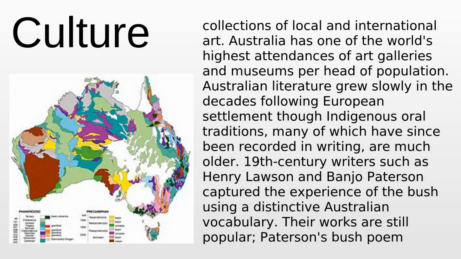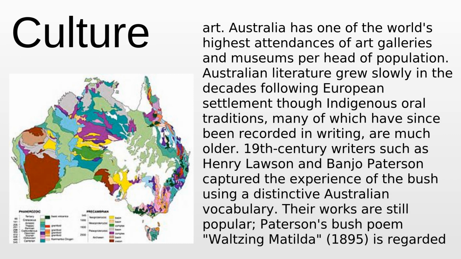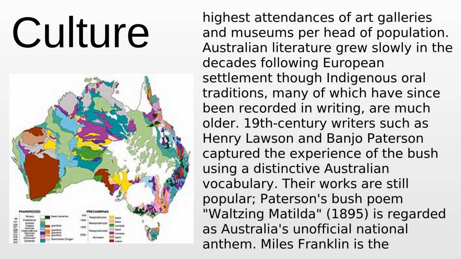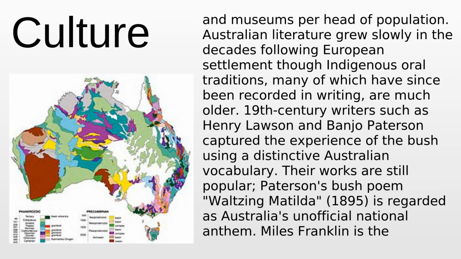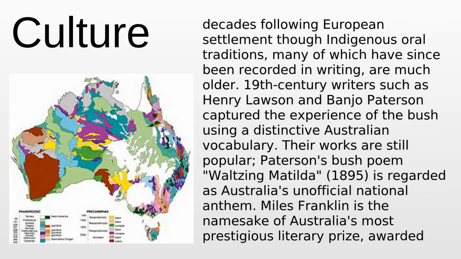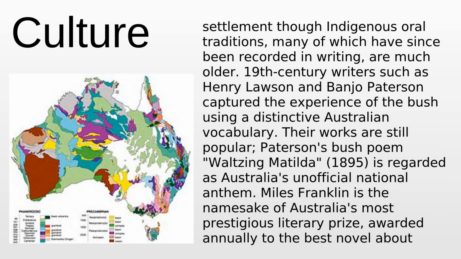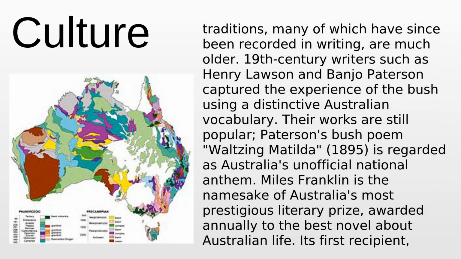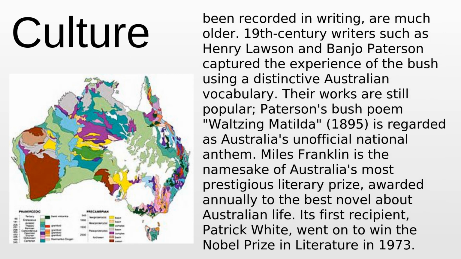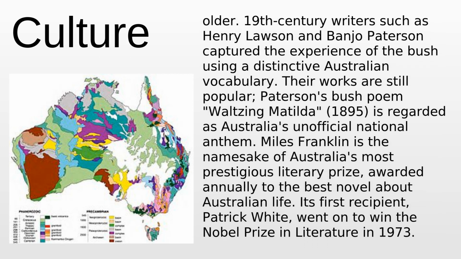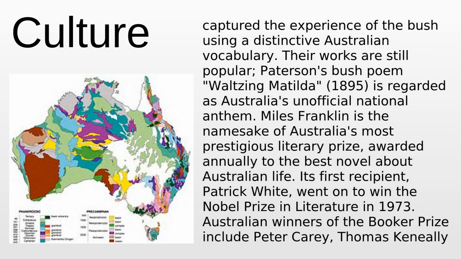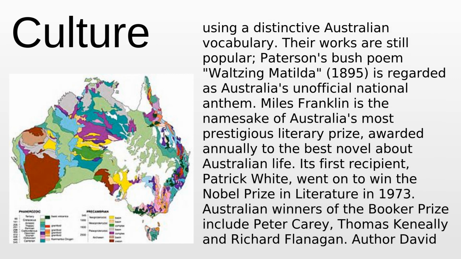Australian literature grew slowly in the decades following European settlement, though Indigenous oral traditions, many of which have since been recorded in writing, are much older. 19th-century writers such as Henry Lawson and Banjo Paterson captured the experience of the bush, using a distinctive Australian vocabulary. Their works are still popular. Paterson's bush poem, Waltzing Matilda, 1895, is regarded as Australia's unofficial national anthem.